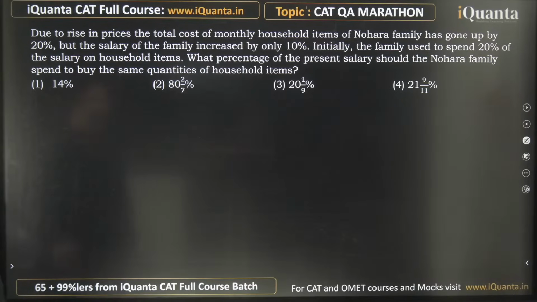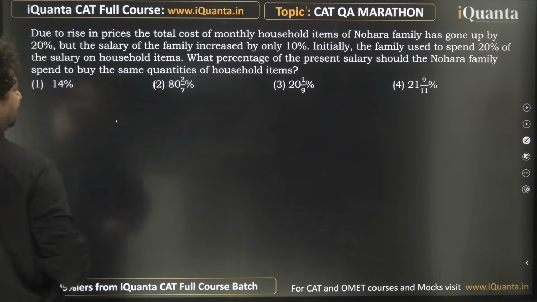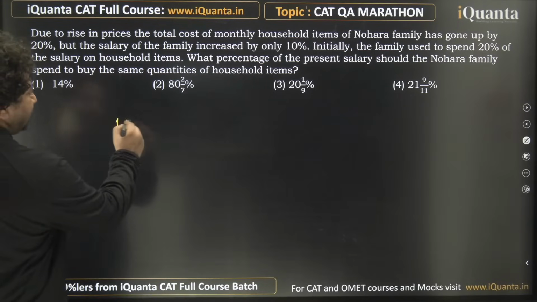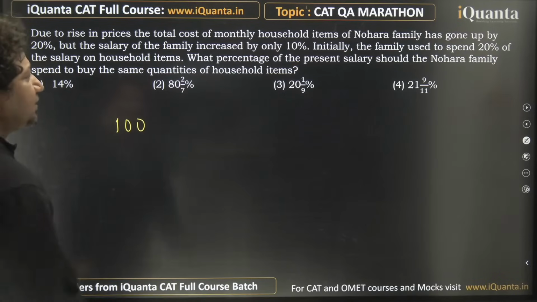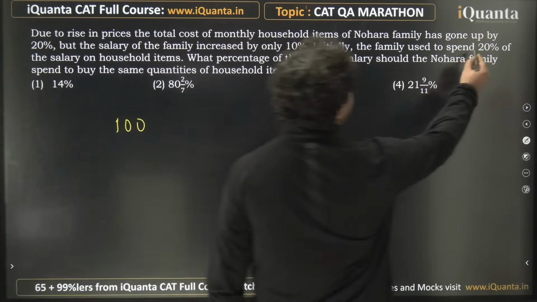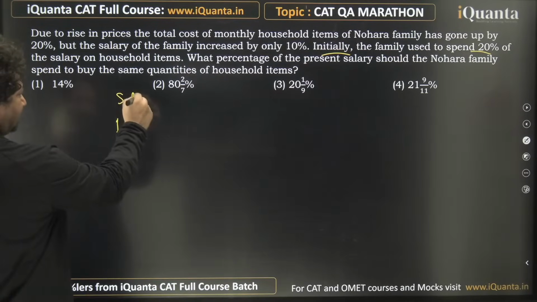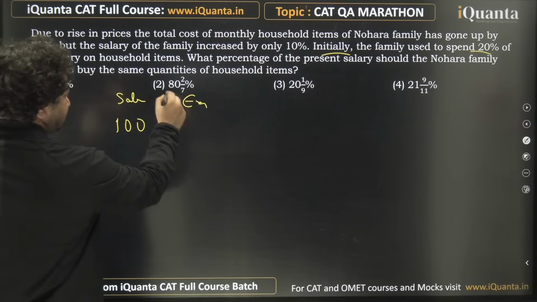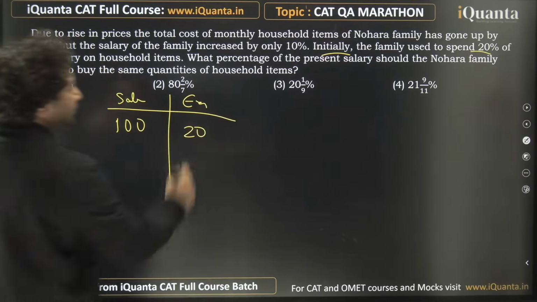इसको बहुत इजीली कर लेंगे हम इस क्वेश्चन को, राइट? सी, सो लेट द प्रीवियस सैलरी बी 100 रुपीज. Okay, previous salary was, let it be 100 rupees, and the family used to spend 20%, you know, initially. That means if this is the salary and this is the expense, initially it was 100 rupees salary, and the expense was 20 rupees. All right.